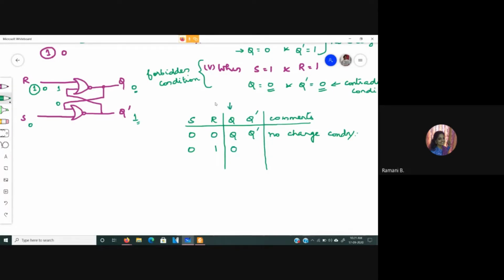So this is the normal input. So this will be reset to 0. So Q bar is going to be 1. So this is our reset condition. And for 1, 0, as S is equal to 1, the normal input is set to 1. And for 1, 1, as both of these are 0, 0, we say this is the forbidden condition.